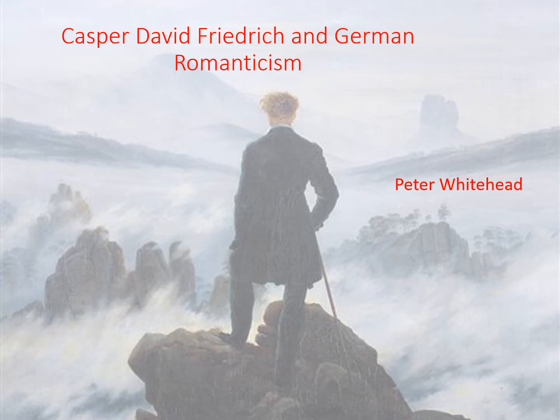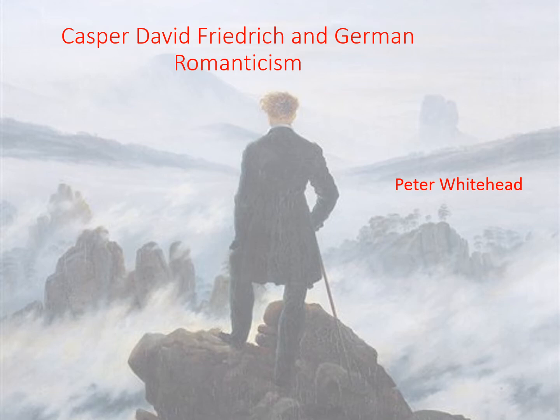So today I'm going to talk about Caspar David Friedrich and his link with German Romanticism. Friedrich's dates are 1774 to 1840, so he's a contemporary of Turner and Constable, born the year before Turner and 2 years before Constable. Some books refer to him as the painter of stillness.